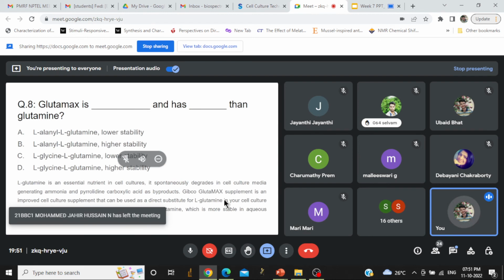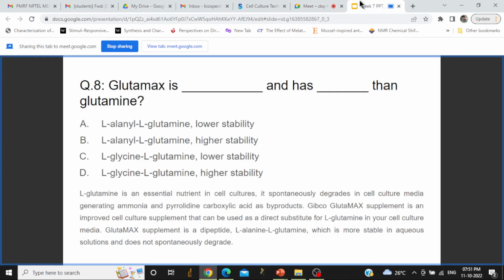So this GlutaMAX is L-alanine L-glutamine, and it has a higher stability than glutamine. And in the answer I have an explanation for this. I have written it here. You can also read that. So L-glutamine is an essential nutrient in cell culture. It spontaneously degrades. This L-glutamine is an important component of this culture media.